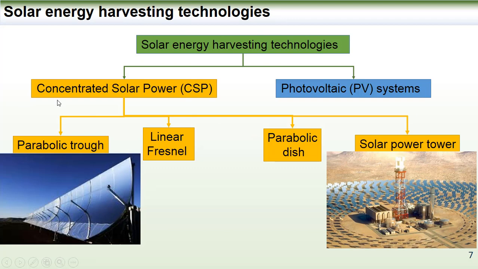Concentrated solar power systems can be divided into two types. In the first type, the solar beam is concentrated into a linear path, such as linear Fresnel or parabolic trough. In the second type of systems, the solar beam is concentrated into a point, such as parabolic dish systems and solar power tower systems. In this video, we're going to present parabolic trough and solar power tower systems briefly, as those two systems have reached wide commercial use.